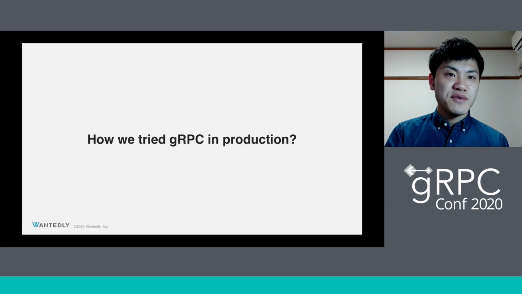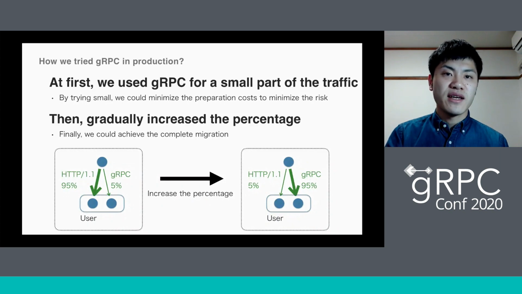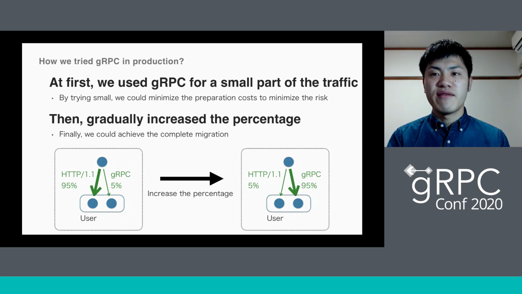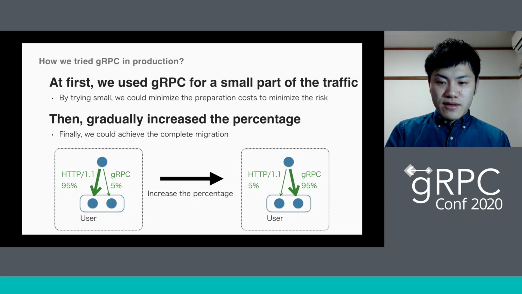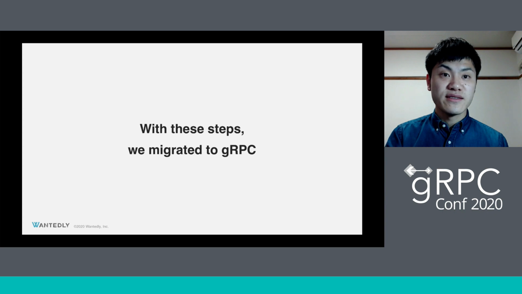So, how did we try gRPC in production? This is a schematic diagram of our trial of gRPC in a production cluster. At first, we used gRPC for only a small part of the traffic. By trying small, we could minimize the preparation cost to minimize the risk. And then next, we gradually increase the percentage of gRPC. By gradually increasing the traffic, we could control the risk. And finally, we could achieve the complete migration. With these steps, we migrated to gRPC.